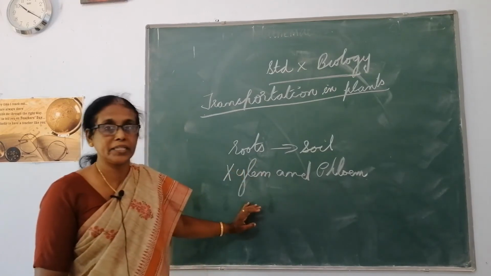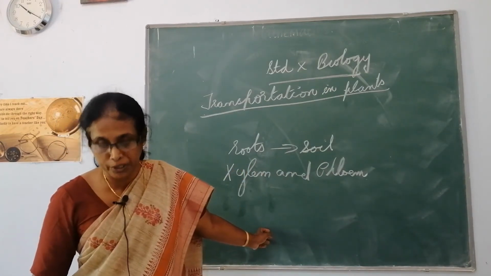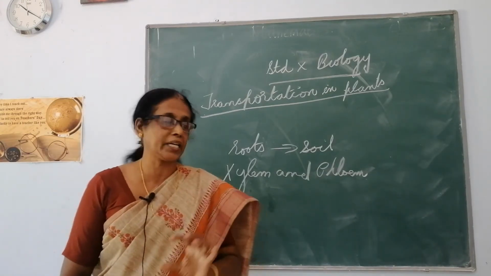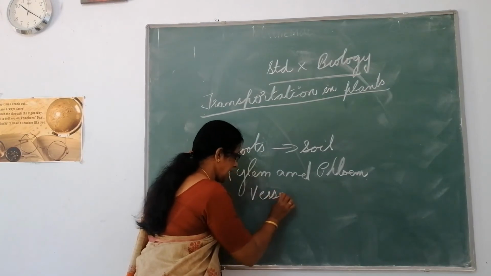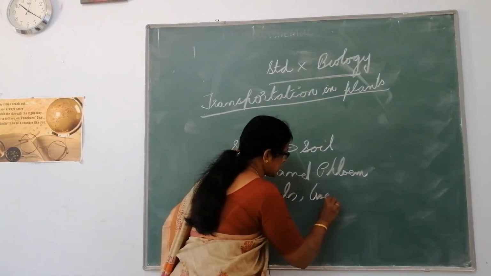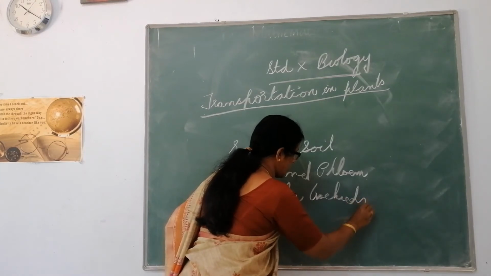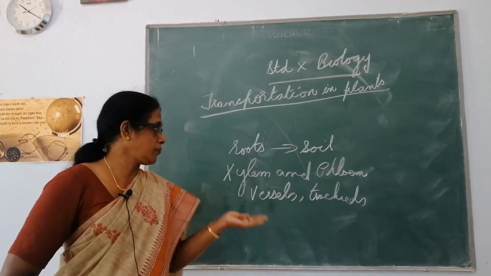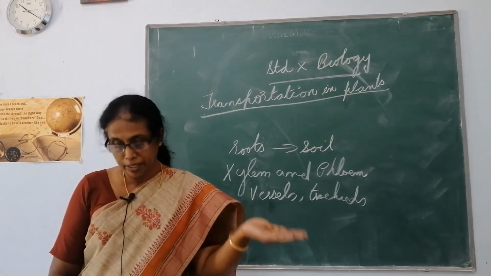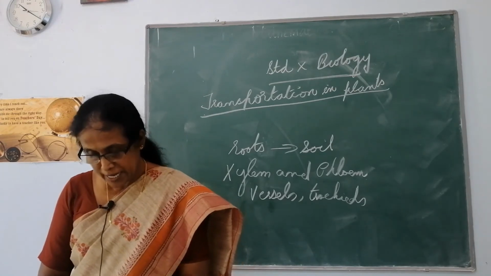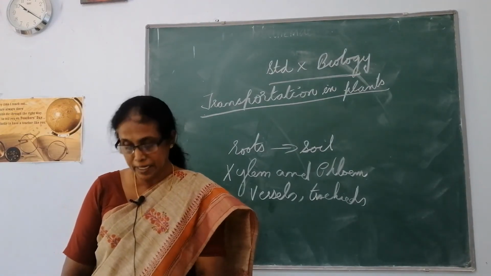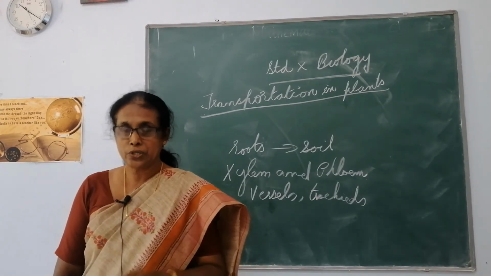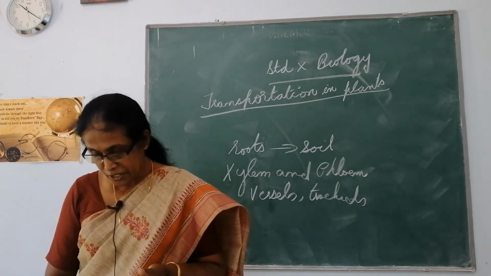First we can study the transportation of water. In xylem tissues, there are vessels and tracheids. So the xylem tissues consist of vessels and tracheids. They transport water from the roots to the different parts of the body. These xylem tissues are interconnected. There is a continuous system of water conducting channels, so that water can reach all the parts of the body.